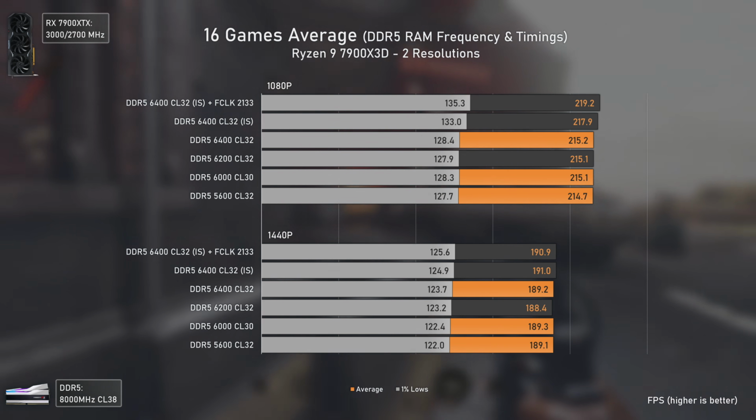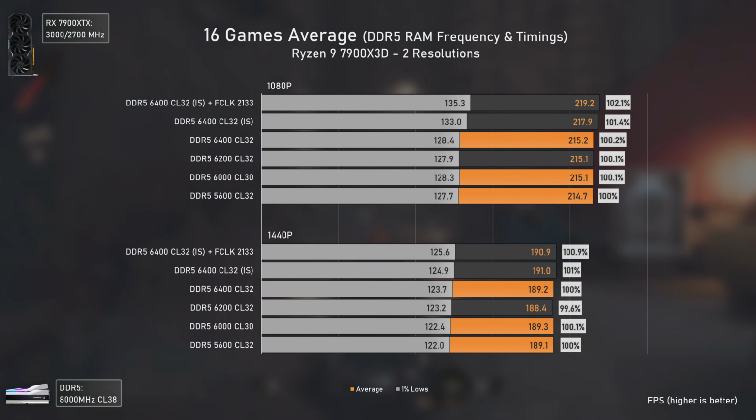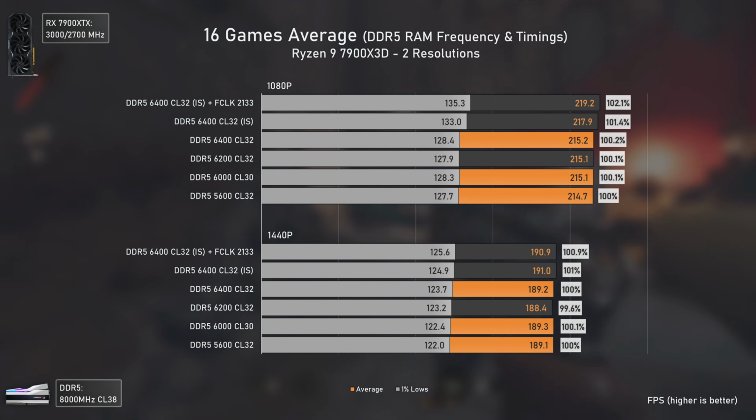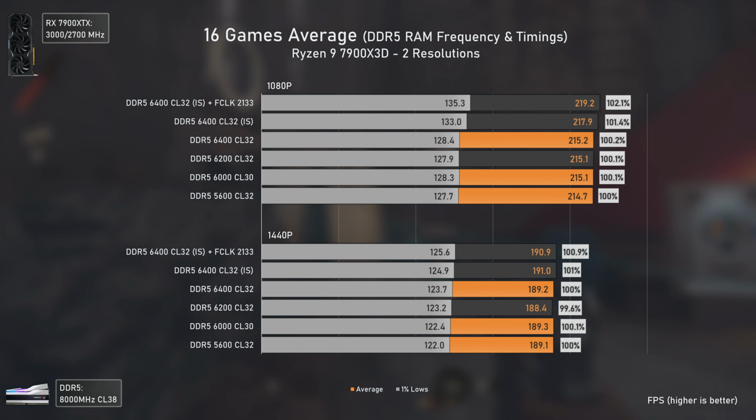As for the Ryzen 9 7900 X3D, the RAM difference is overall null, with a mere 2% improvement from the slowest to the fastest configuration, with even the 1% lows only being improved by 6%, which in my opinion isn't really worth your money, nor the time spent trying to tweak your RAM subtimings. Well, at least now you know.